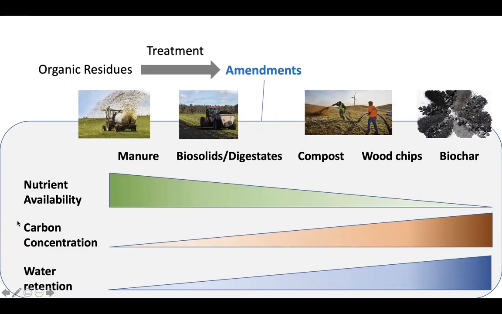This is a conceptual figure with a range of amendments, where we can think of manure as having a really high available nutrient load, but a very low relative carbon concentration compared to something like biochar. We can also think about the ability of that material to retain water before it's applied to soil and how that might play a role when it is applied to soil. Again, things like compost and biochar have a higher potential to retain water.